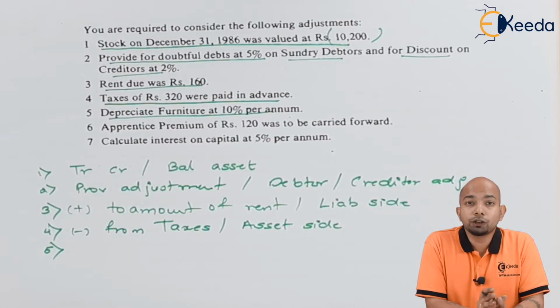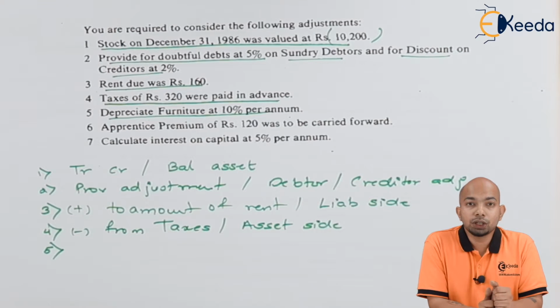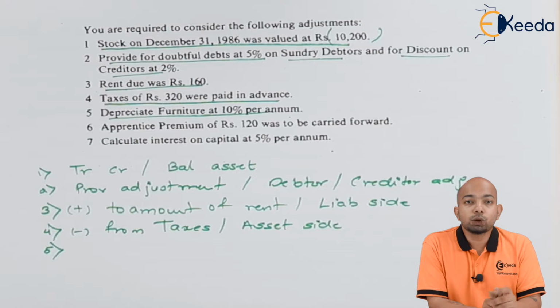Depreciate furniture at the rate of 10% is the next adjustment. Hence, this will be subtracted from the furniture amount, and the amount of depreciation will be mentioned in the profit and loss account debit side.